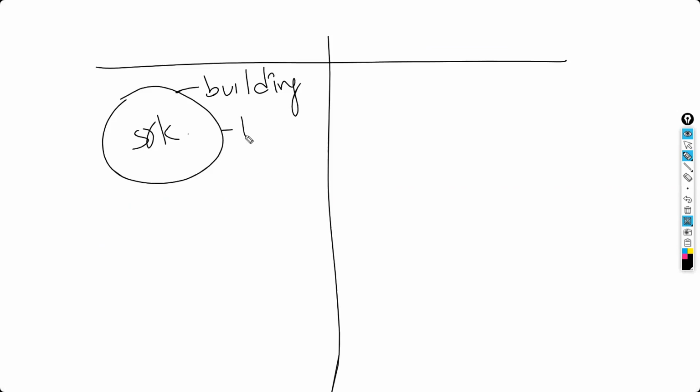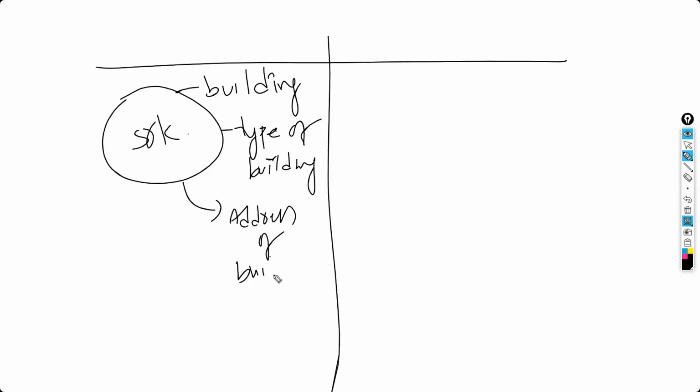Now, what is the type of the building? Different types of buildings exist. Next, we have the address of the building, and for the same thing we have the name of the building. So if a person is staying somewhere, we have the name of the building, the type of the building, and finally the address. The address is required for communication purposes.